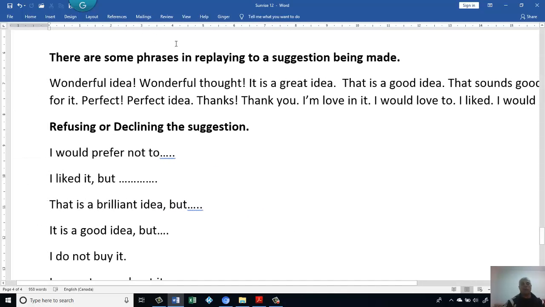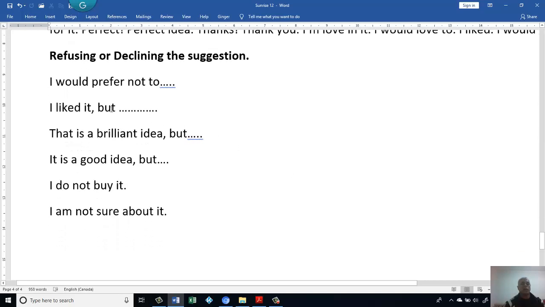Sometimes we refuse the suggestion, or decline. We say, I would prefer not to, then you continue the sentence. I like it, but then something opposite follows. Maybe you could say, that's a brilliant idea, but then we give the opposite of what we expect. Then you could say, it's a good idea, but then you could say, I don't buy it. I mean you don't agree with the suggestion being made. Or sometimes you say, I am not sure about it.